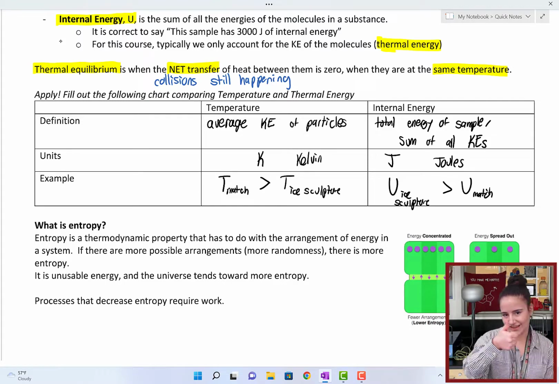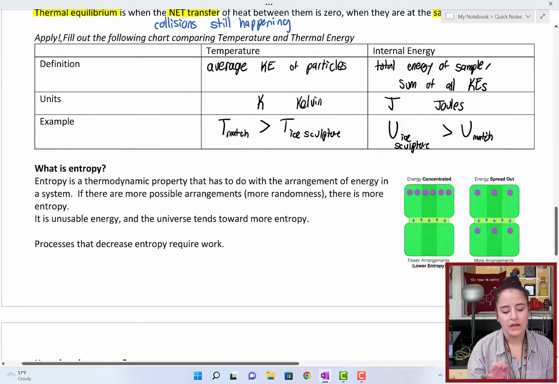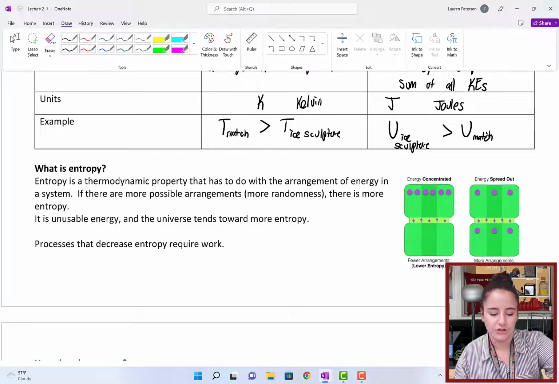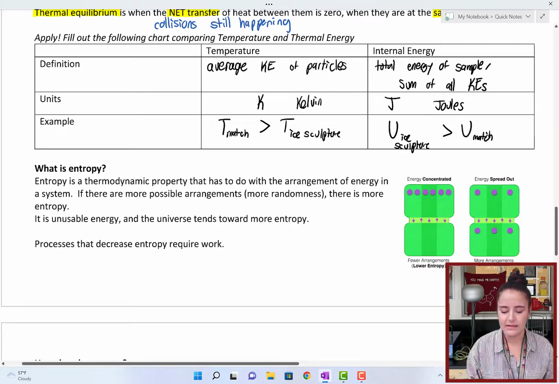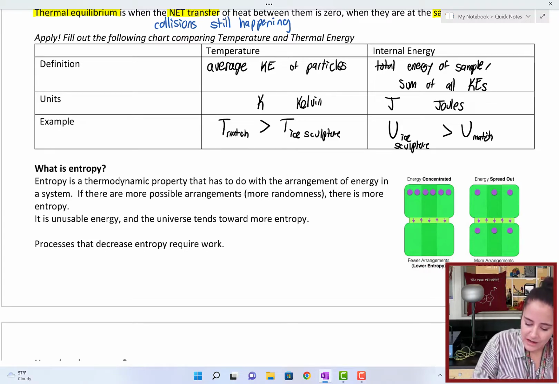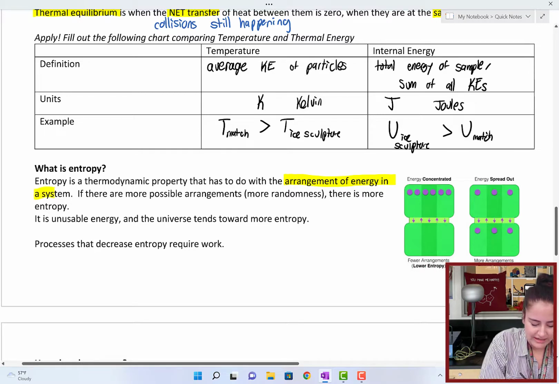Okay, cool. Which brings us to entropy. Entropy is another quantity that determines how energy moves through objects. You might have heard entropy described as the randomness of something, but that's a simplified version and not really good for us in this class. We want to think of it as the arrangement of the energy in a system.